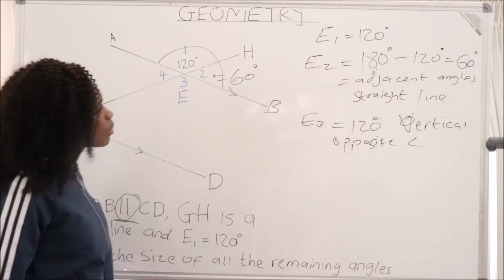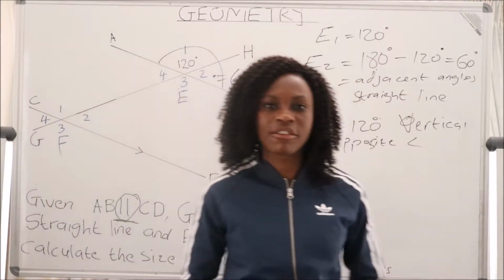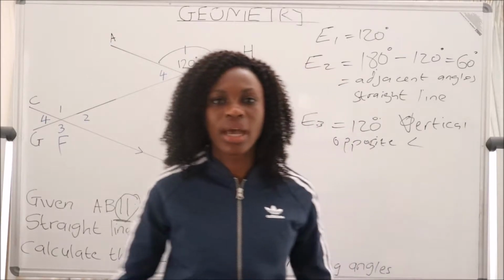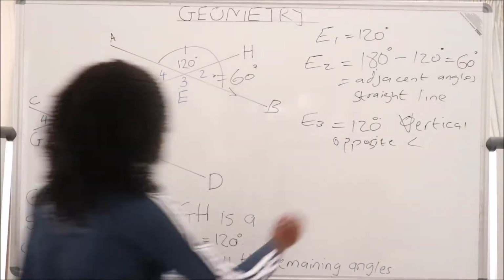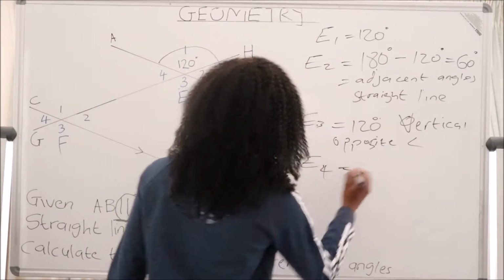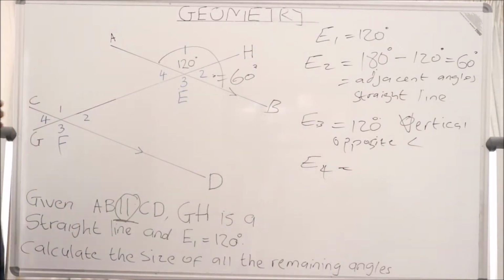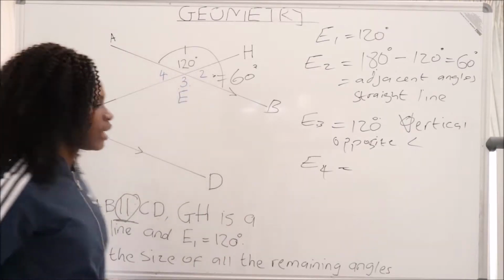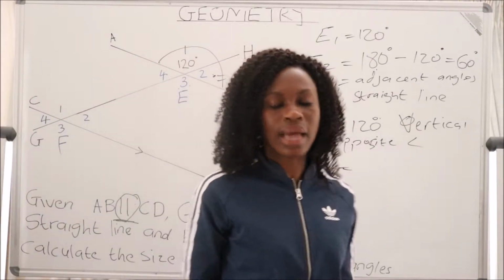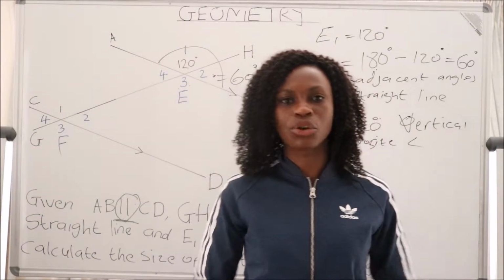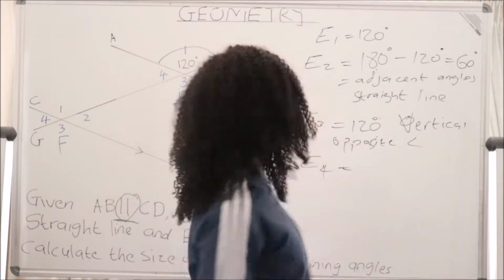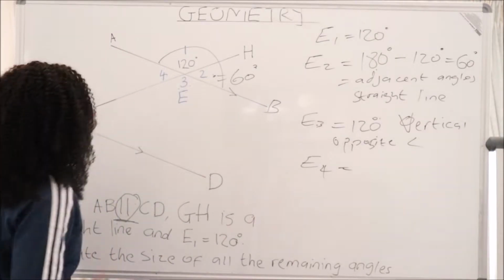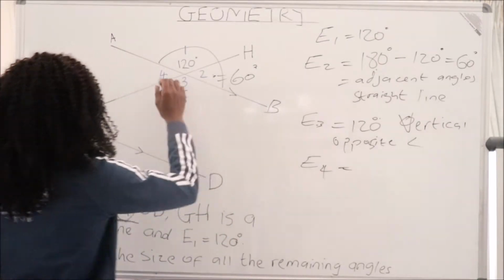But then to make it easy, we know that vertical opposite angles in geometry are also equal, so we don't need to calculate anything. The very same thing with E4, as you can see there. E3 and E4 are on a straight line, and they are adjacent to each other. So we can subtract 120 from 180 to get the value of E4, which will be 60 degrees.